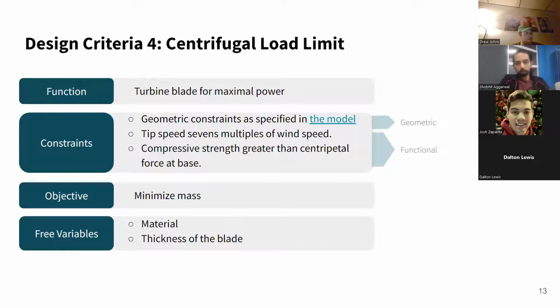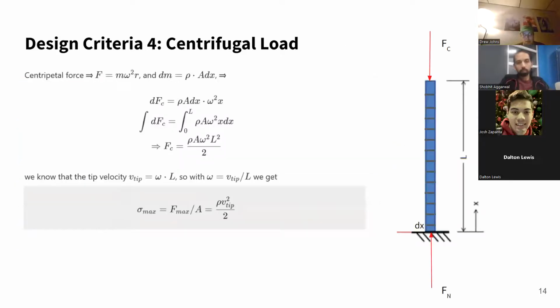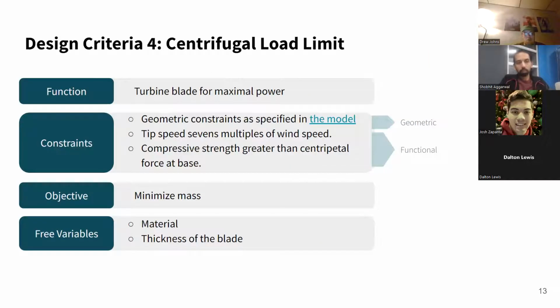Fourth design criteria is the centrifugal load limit. The function is still the same and the constraints are still the same for the most part, where now we're taking into account the centripetal force that will result in a stress in the beam. We still want to minimize the mass, and the free variables are still the same.